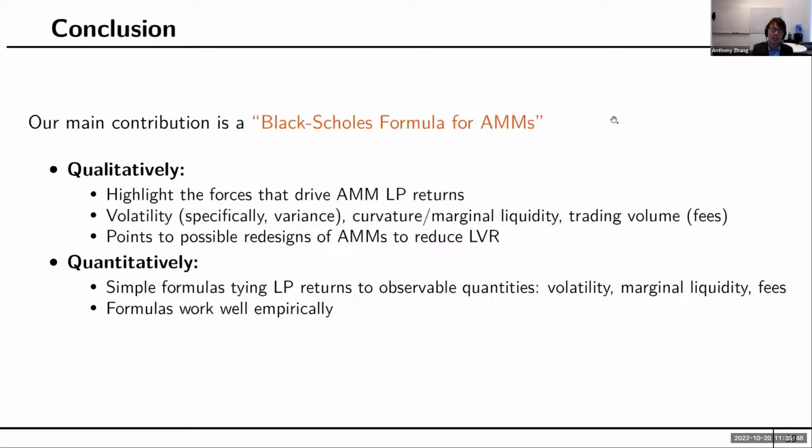We have this Black-Scholes formula for AMMs, we think. So a qualitative way to understand what drives LP returns, and quantitative formulas to actually measure what LP returns are given measurable quantities: volatility and marginal liquidity. We tested this in the data, and it seems to fit fairly well. So yeah, that's our contribution. I'll stop there. Thanks a lot.